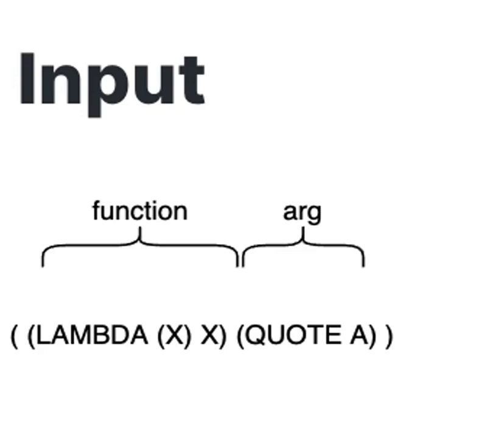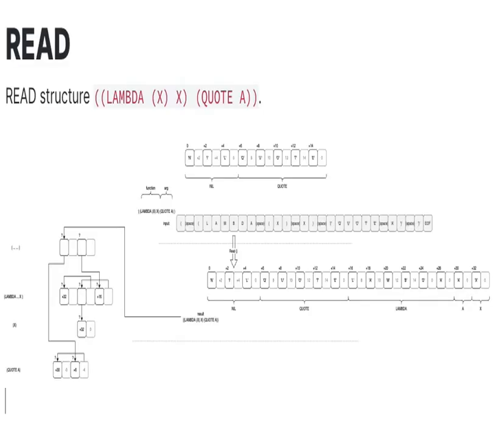The second example is slightly more complicated. It starts with a list of 2 things. The first thing is an anonymous lambda, and the second thing is an argument, quote A, that will go into the lambda. Second example code is here with the characters, and then the reader reads them into memory.